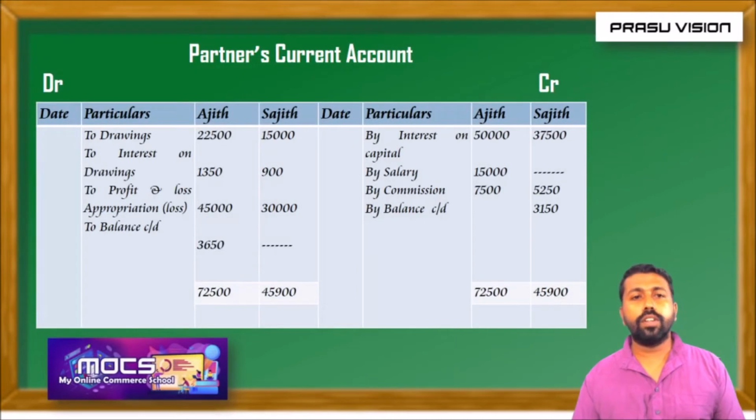So under fixed capital method, next we have to prepare partner's current account. In this, we are recording the amount of interest on capital. The amount of interest on capital is calculated as amount of capital into a particular percentage. So, 10 lakh into 5 and 7 lakh 50,000 into 5.